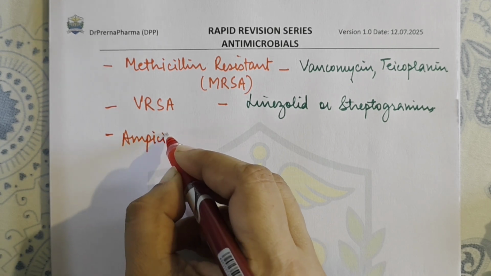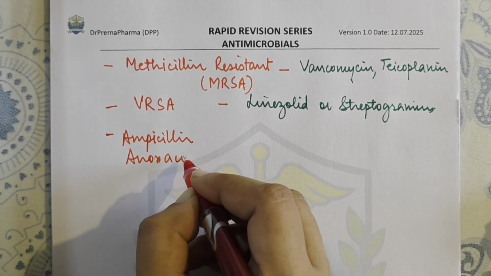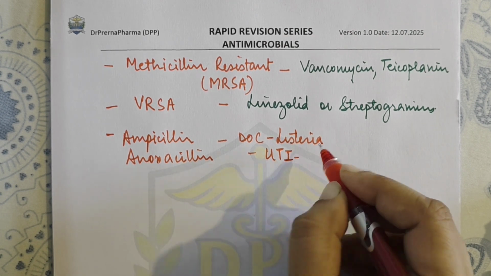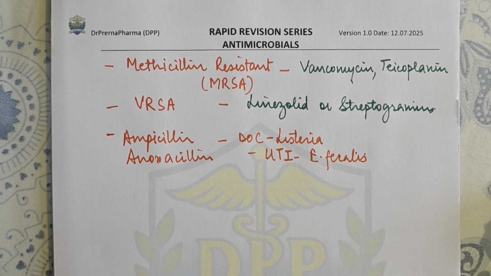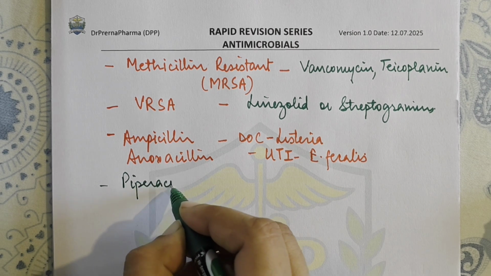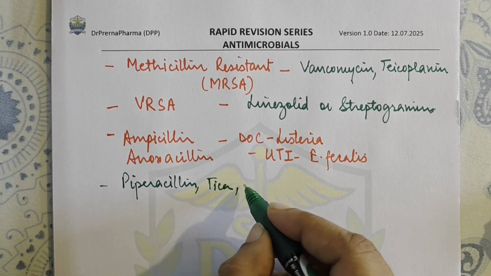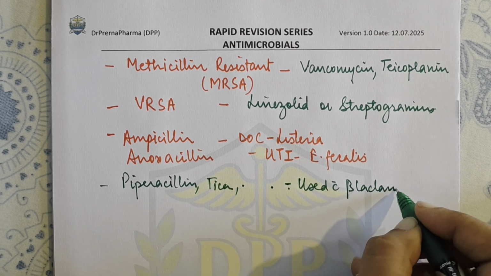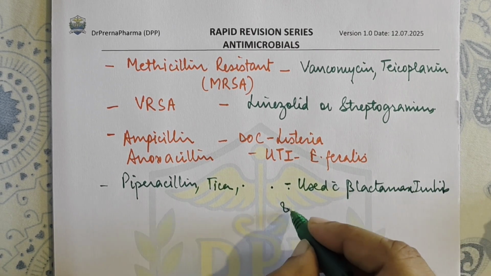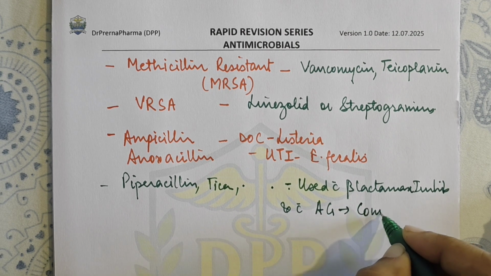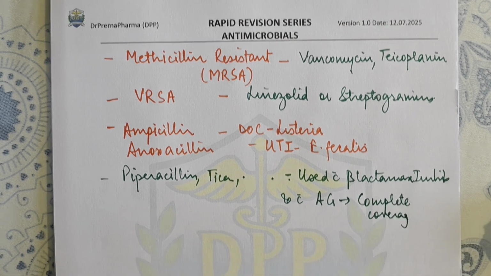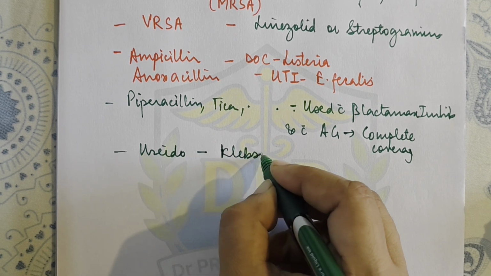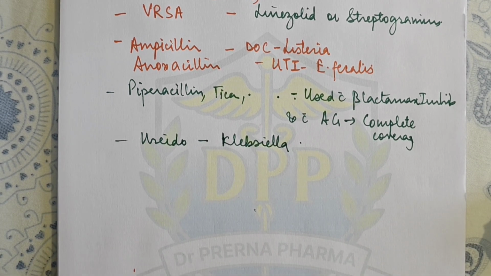Like ampicillin, amoxicillin is also very effective. Ampicillin and amoxicillin, which are aminopenicillins, are the drug of choice in Listeria monocytogenes and even UTI caused by Enterococcus faecalis. Then the category of piperacillin, ticarcillin, carbenicillin, azlocillin, mezlocillin: they are used with beta-lactamase inhibitors and with aminoglycosides for complete coverage. And the ureidopenicillins like azlocillin, mezlocillin are also effective against Klebsiella. So they are basically used in the ICU setup also.